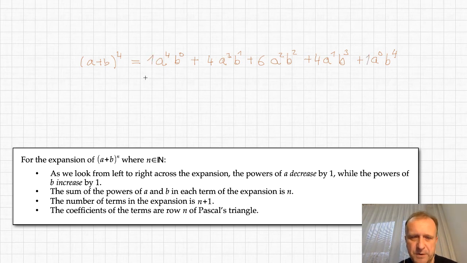So this was the particular case that we studied, and now in general, for the expansion of a plus b to the power of n, where n is a natural number, we can see that as we look from left to right across the expansion, the powers of a decrease by 1, so 4, 3, 2, 1, 0, while the powers of b increase by 1, 0, 1, 2, 3, 4. Now, the sum of the powers of a and b in each term of the expansion is n, so it should be 4 in our case. If you add 4 plus 0, you get 4. 3 plus 1, you get 4. 2 plus 2 is 4, 1 plus 3 is 4, 0 plus 4 is 4.